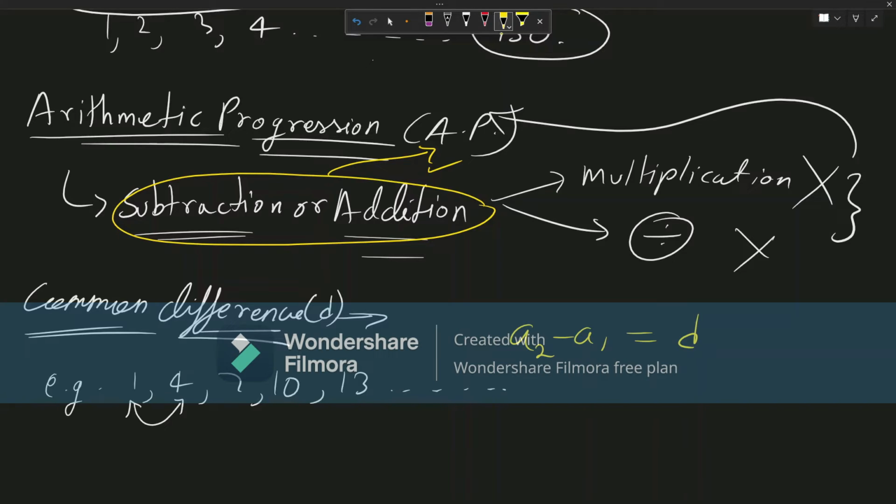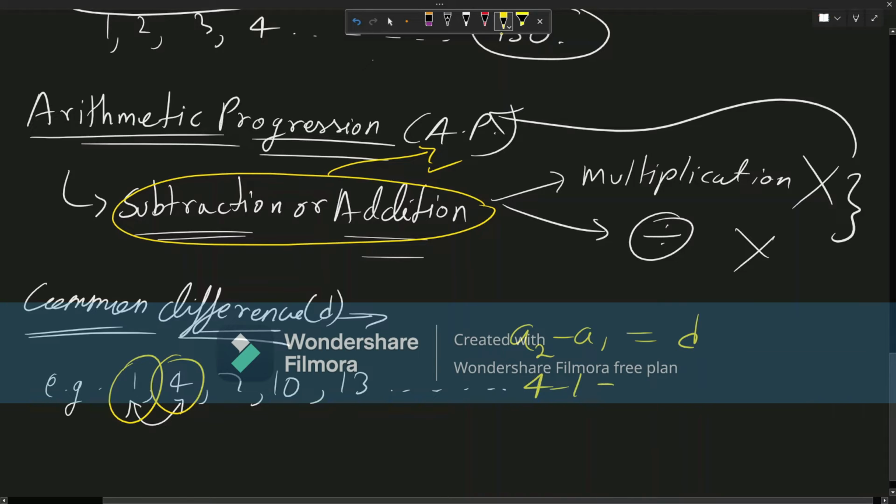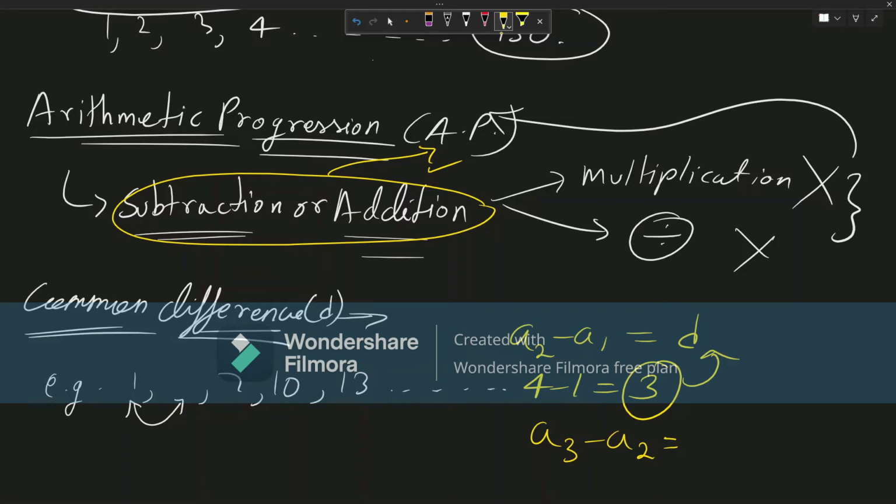Now, A2 term is what? This one, 4, and A1 is 1. So, 4 minus 1 is equal to 3. That is the common difference. Now, if you want to cross check, then you can also do it by A3 minus A2. So, A3 is which term? A3 is 7 and A2 is 4. 7 minus 4 is also 3. This is also the same common difference, right? So there should be a specific order and the common difference should be the same throughout.